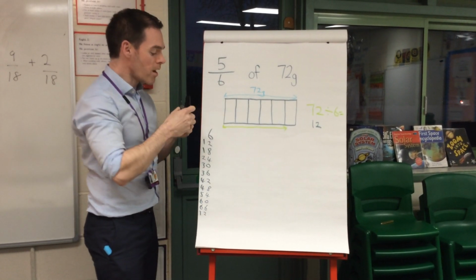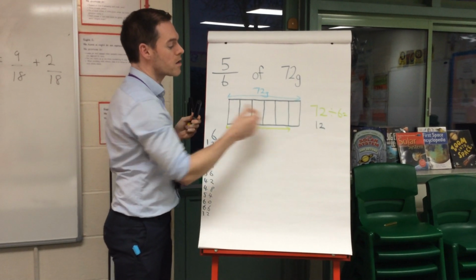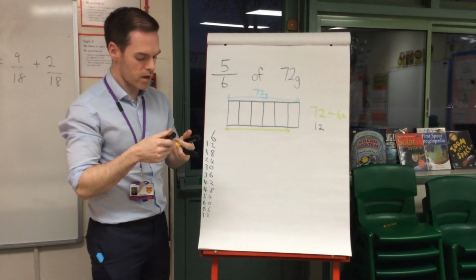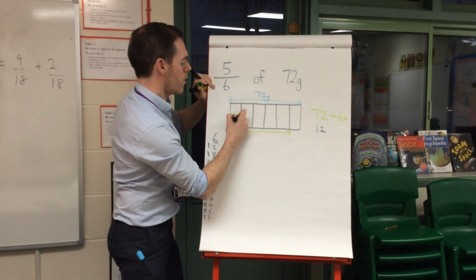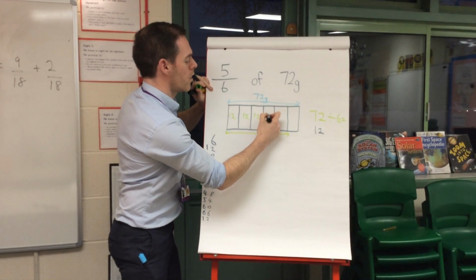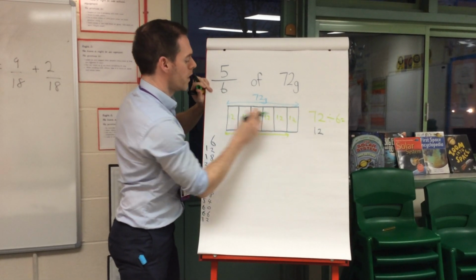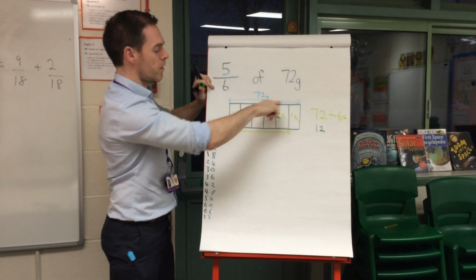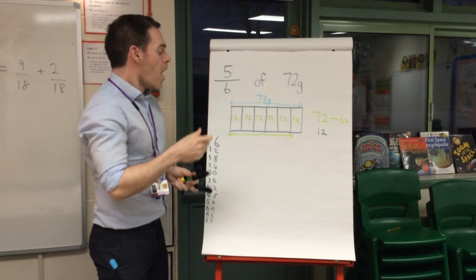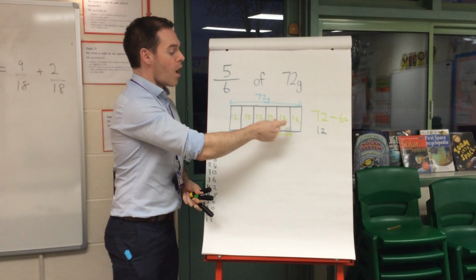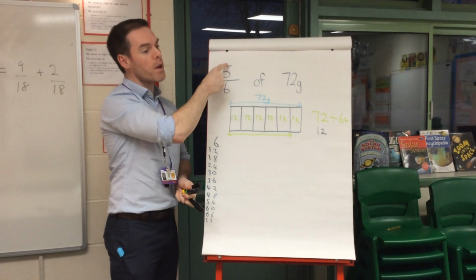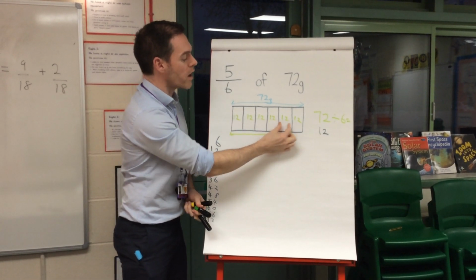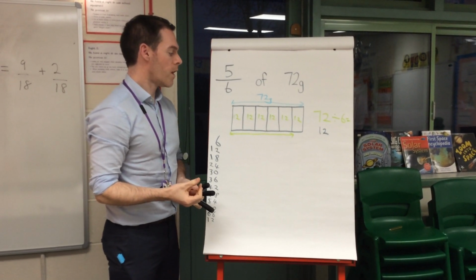Okay? So I now know that each of these equal parts is worth 12. I'm going to write that into each of the sections. 12, 12, 12, 12, 12, 12. 6 equal parts, 6 groups of 12 equals 72, and 72 is my total. Okay? So, I know what each equal part is worth now, and I know that the numerator tells you how many of those parts I've got. I've got 5 of them. So I need to now work out what 5 groups of 12 is.